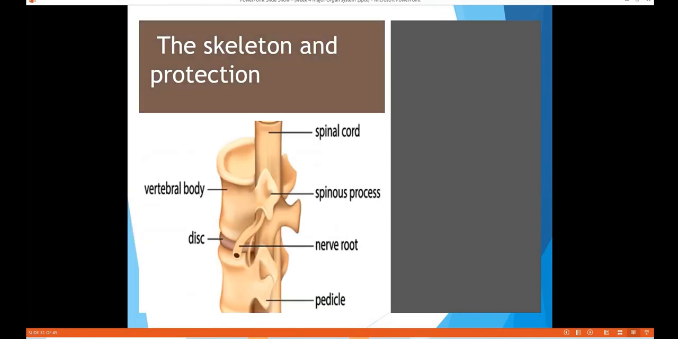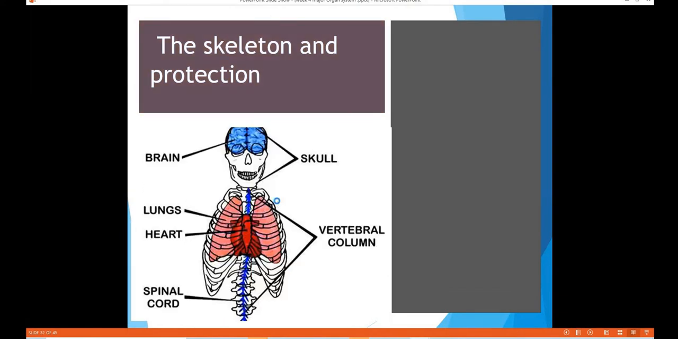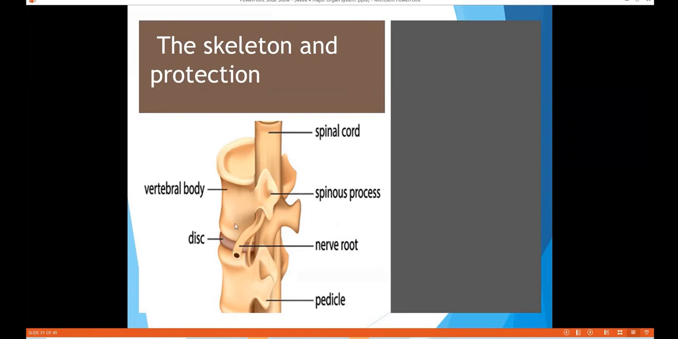Okay, so this you can see is the skeleton for protection. This is the spinal cord. You can see it runs in between the vertebrae. This is the vertebral body, this is the spinous process, this is the discs between the vertebrae, this is the nerve root, and this is the pedicle. Basically the spinal cord runs between the various vertebrae, passing through the holes present in the vertebrae, and you also have the gaps between the vertebrae for your easy movement, so that you can move, carry weights and do your daily activities. So this is how, subhanallah, your backbone is made.